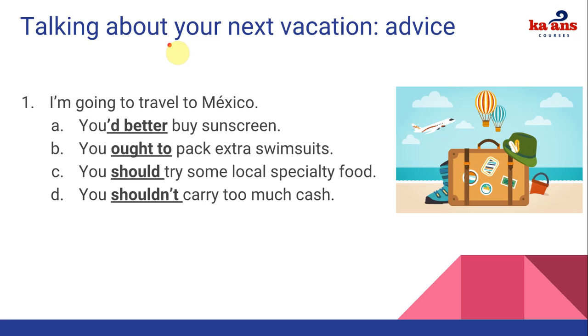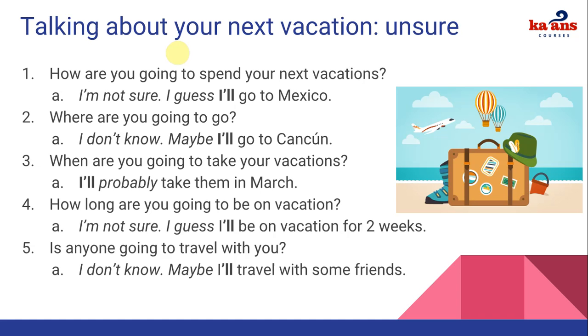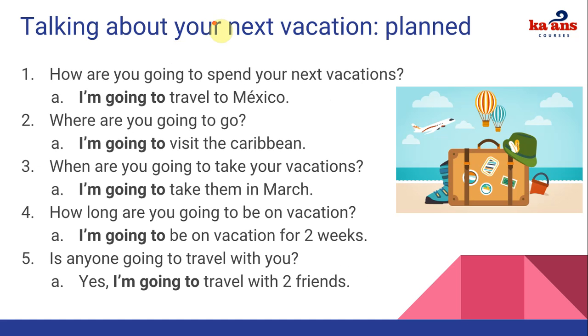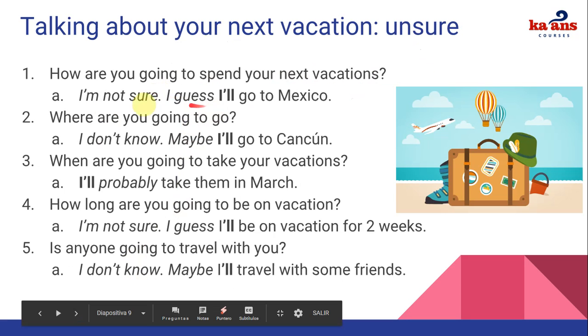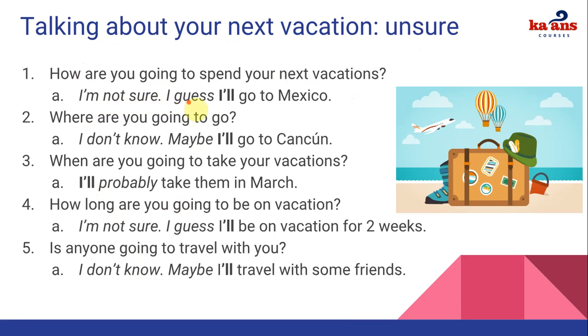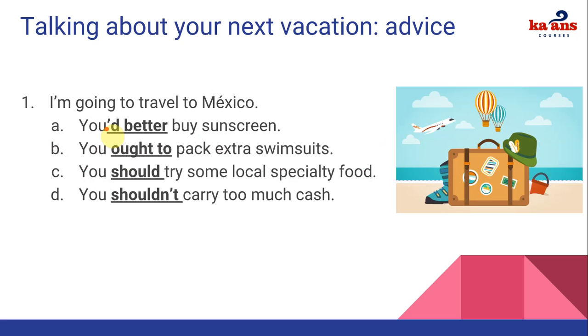Okay, and in this case, remember that from last unit we talked about vacation plans. If you were 100% sure, using going to. If you're not sure, using will, and other expressions such as I'm not sure, maybe, I guess, I don't know, probably, etc. And in this case, imagine that your friend, your coworker, your family member, your classmate is going on vacation, and maybe you want to give your opinion and you want to give some advice for that person, right? You want to help them.